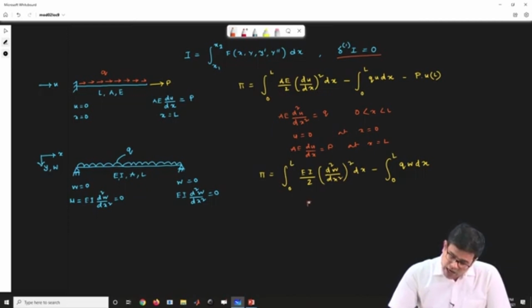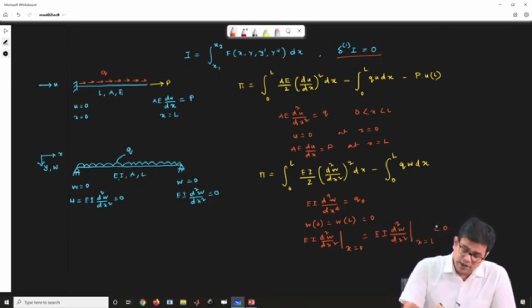So that is EI d to the power 4 W by dx to the power 4 equals Q0, and then the boundary conditions: W at 0 equals W at L equals 0, and EI d²W/dx² at x equals 0, and EI d²W/dx² at x equals L, equals 0.